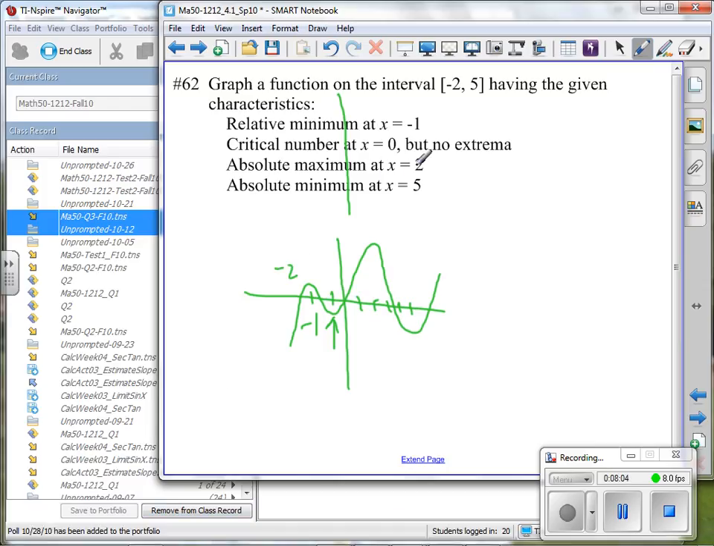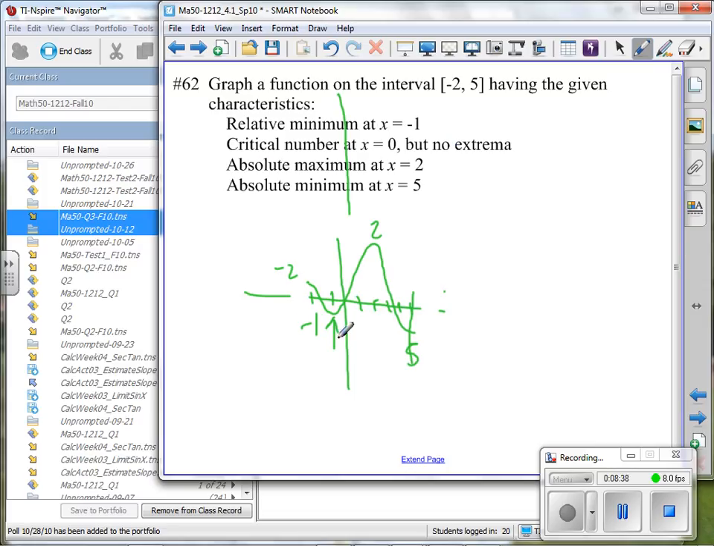Okay. Absolute maximum at 2. And an absolute minimum at 5. Now, if we're going to be cutting this off right at 5, we wouldn't have any of this on there, okay? And at -2, we wouldn't have any of this, so that's how we would interpret those pieces.